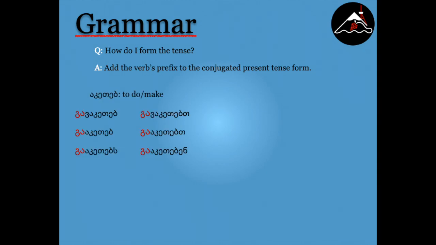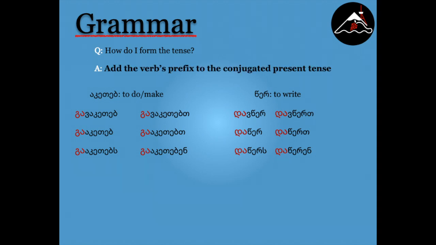Let's take a look at the verb akadeb, which is to do or to make. The prefix is in red, while the conjugated form in the present tense is in the regular font. Let's take a look at another verb, tser, which is to write. As you can see, forming the future tense is pretty easy. Just add the verb's prefix and don't change anything else.